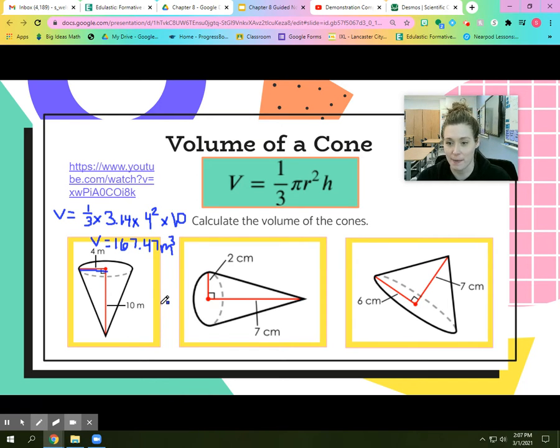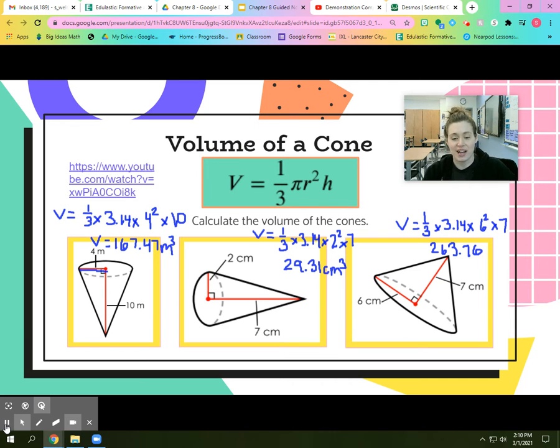Okay. So I want you guys to try the next two. I'm going to have whoever's playing the video pause it and give you a couple minutes to try the second 2 examples in your notes. Use your Desmos calculator on your computer and set that up. See if you can calculate the volume, and then we'll check it here in a minute.